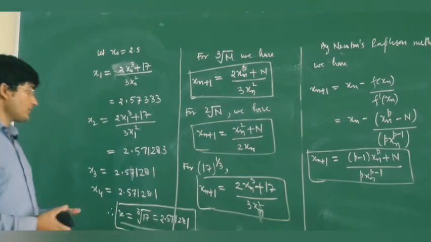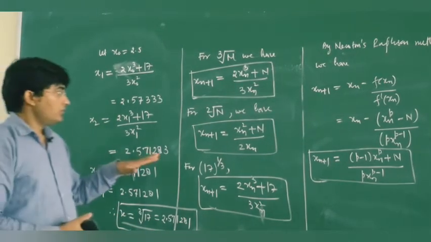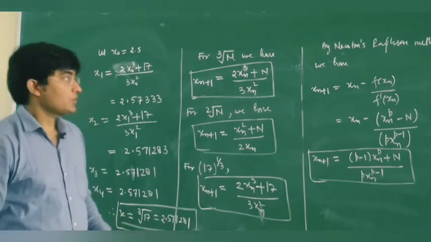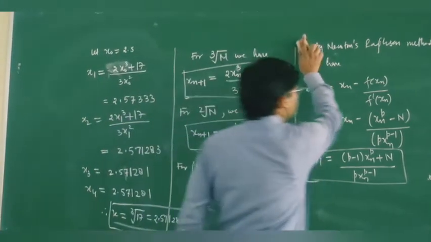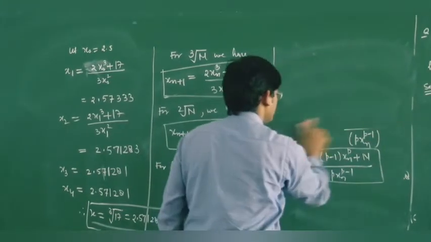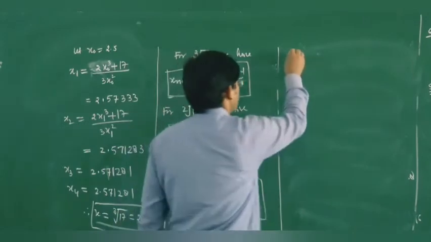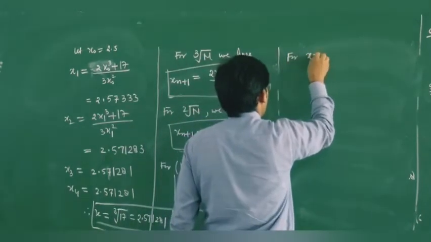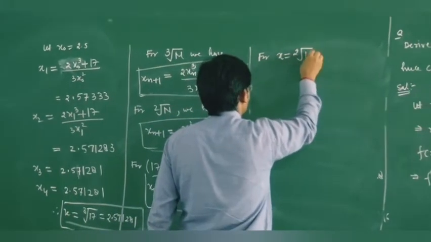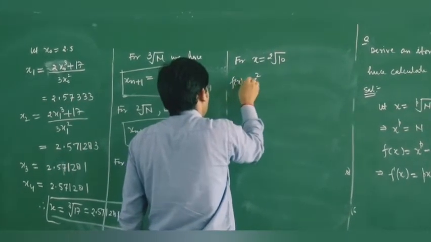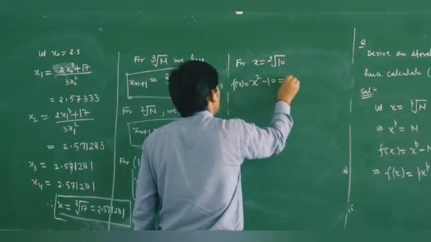value of x. Okay. Now let us guess the square root of 10. For the square root of 10, you can also assume it. You can also take this polynomial like this, x square minus 10 equal to 0.